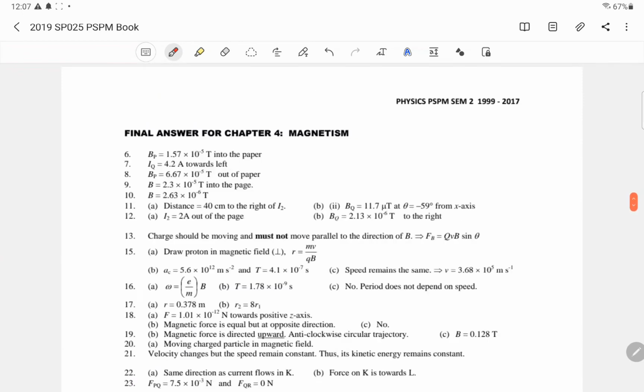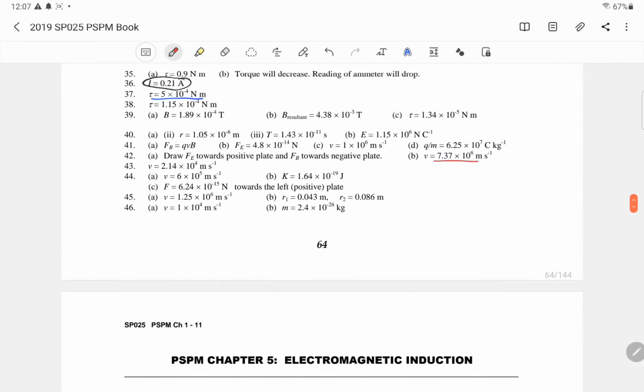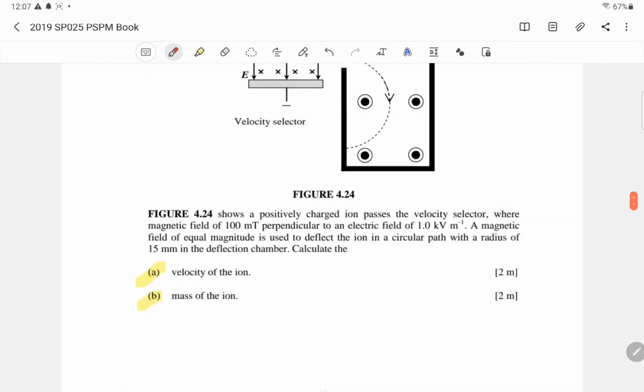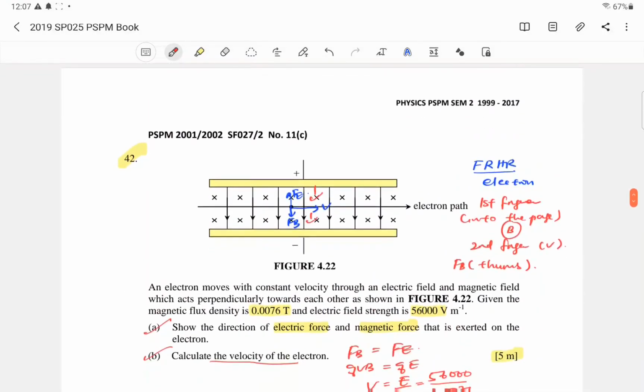Okay, kita tengok 42 betul tak? 42 ni. Okay, tu. Okay, so nanti boleh try lah soalan-soalan ni. Okay, so thanks.